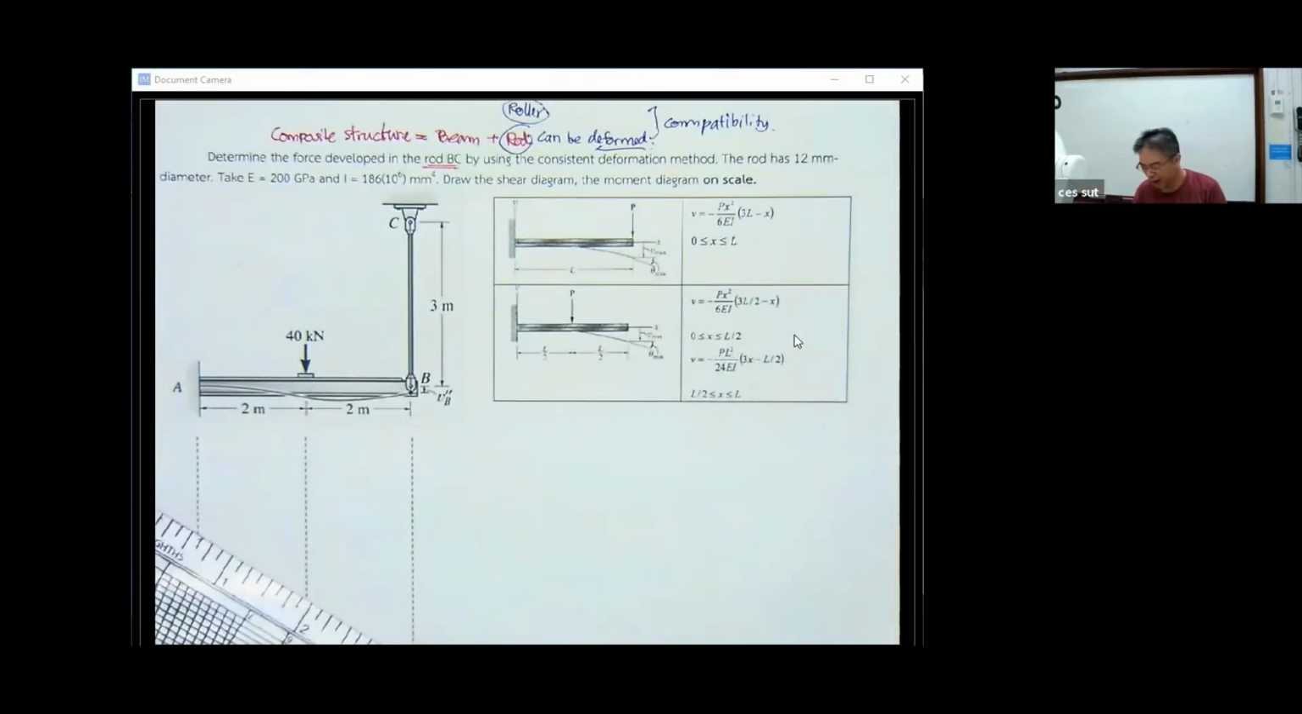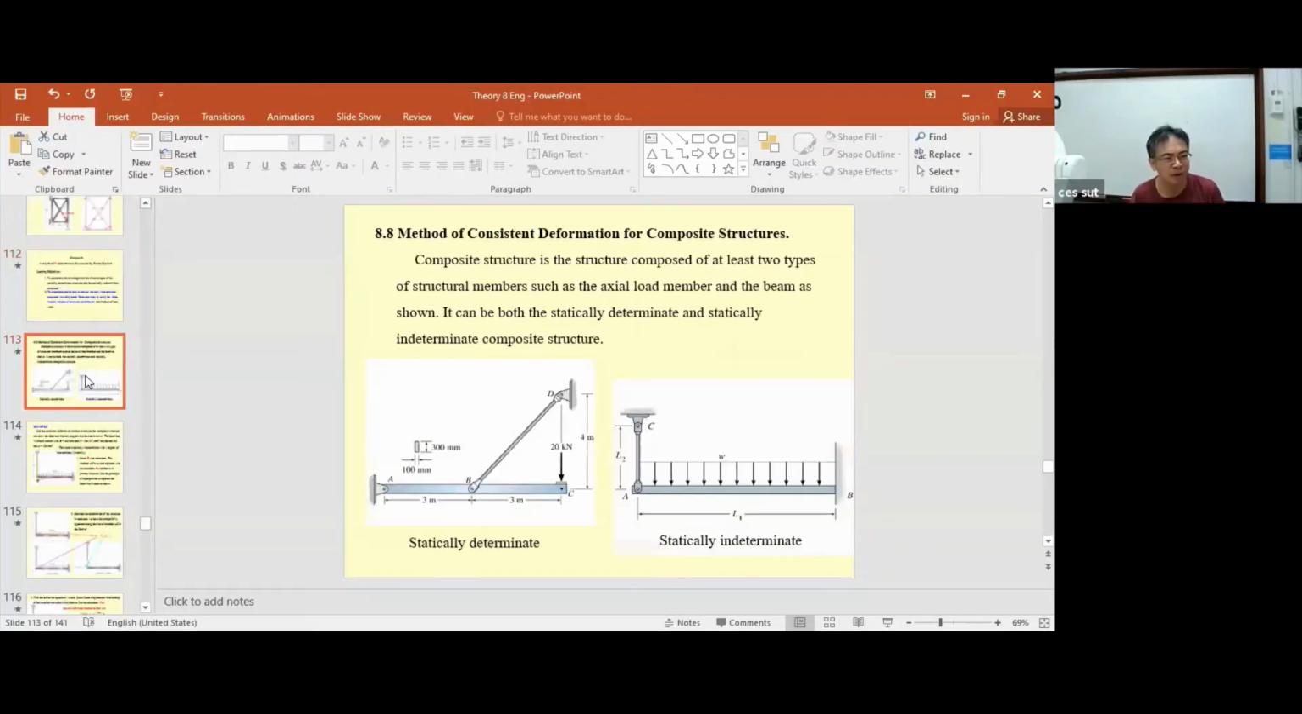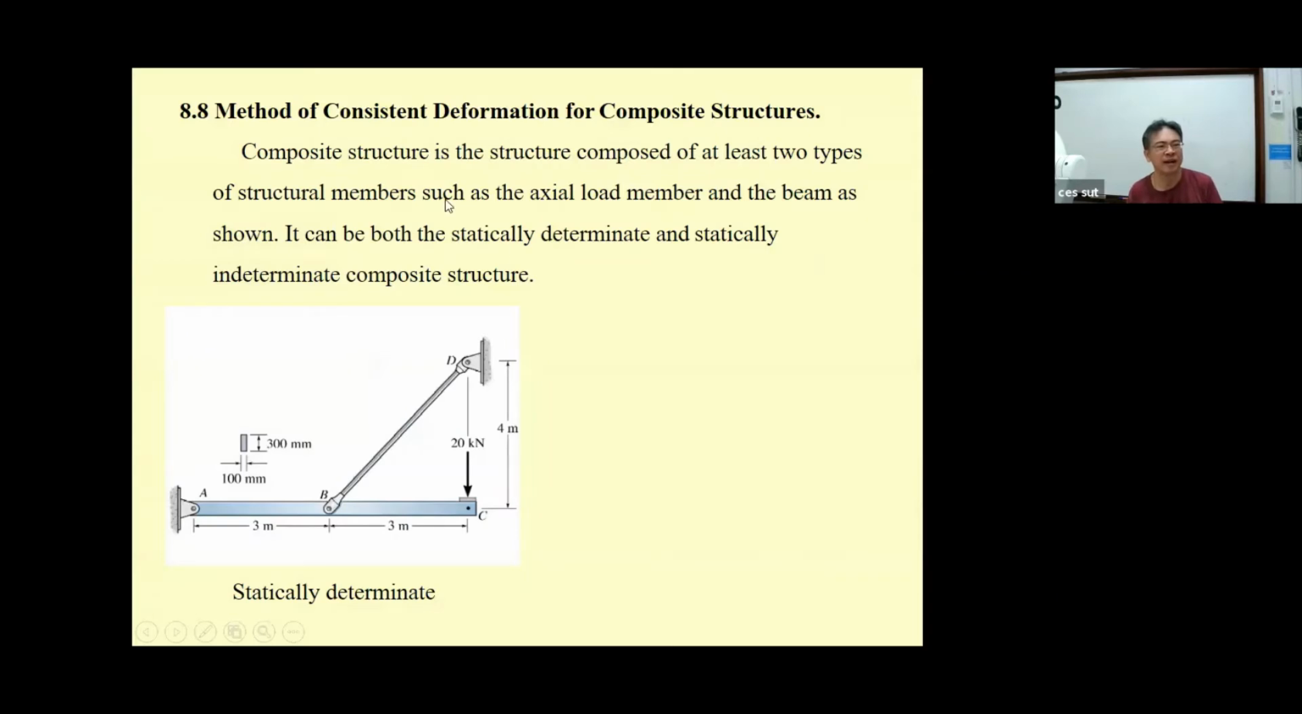Okay, I have the PowerPoint and video clips on this composite structure over here. Okay, again, this is a specific thing. This is a composite structure, and this is composed of at least two types of structural member.